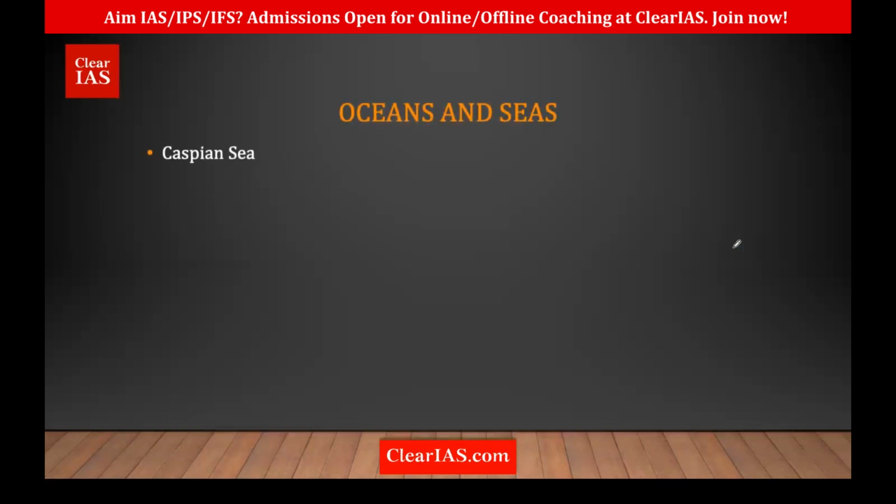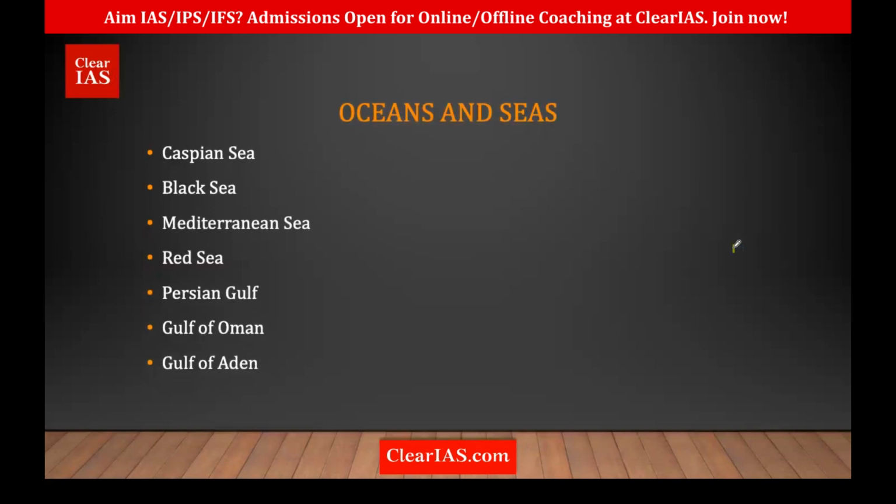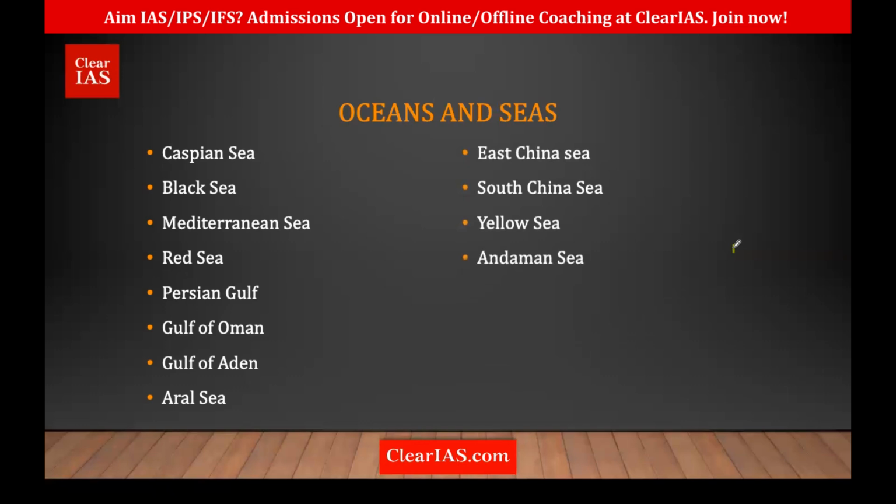So we have oceans and seas. What are the main seas which we are going to learn today? We have the Caspian Sea, the Black Sea, the Mediterranean Sea, Red Sea, Persian Gulf, Gulf of Oman, Gulf of Aden, Aral Sea, East China Sea, South China Sea, Yellow Sea, Andaman Sea, Sargasso Sea, Gulf of Mexico, and the seas in Europe. So this is how I broadly listed out the important seas.